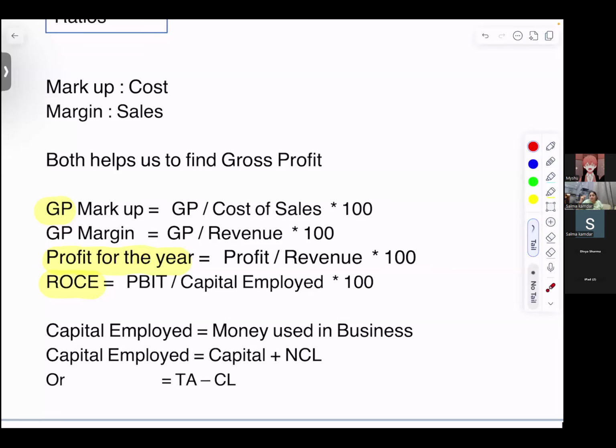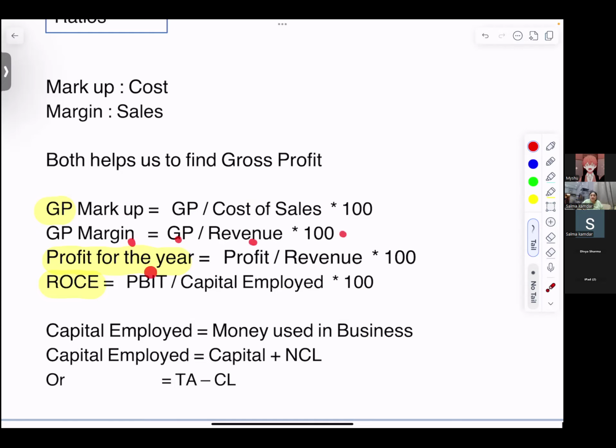Other thing you should remember is that markup is on cost, margin is on sales. Markup on cost, margin on sales revenue. Markup and margin both are going to help us find the gross profit. If I have to find the gross profit markup, I would say gross profit divided by cost of sales times 100. If I have to find margin, the formula would be gross profit upon revenue times 100.